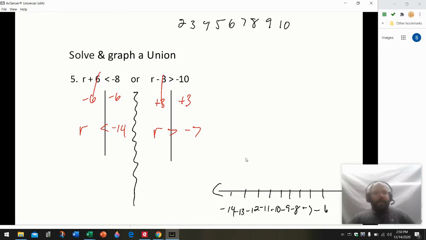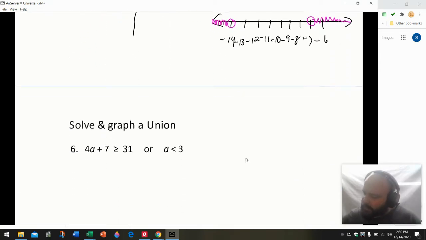So there's our number line. And then we're going to put a dot on negative 14. It's an open dot. We're also going to put a dot on negative 7. That's also an open dot. Now this one says R has to be less than negative 14, so we're going to shade to the left for less than. This one says R has to be greater than negative 7, so we're going to shade to the right of negative 7. And we end up with our OR graph that looks like that.